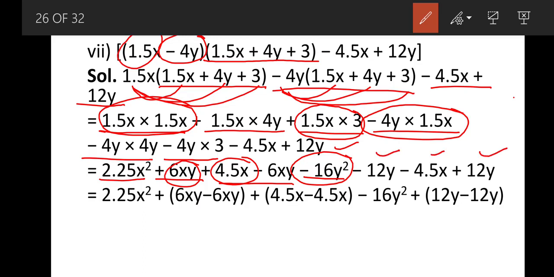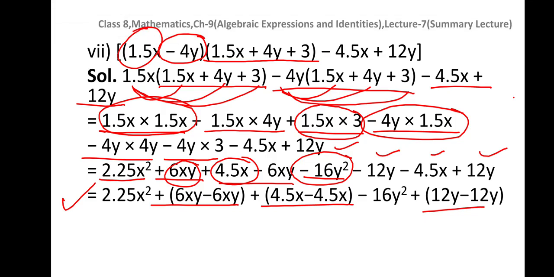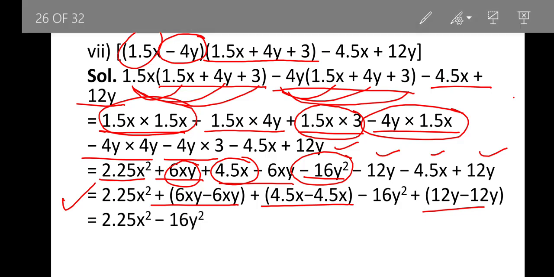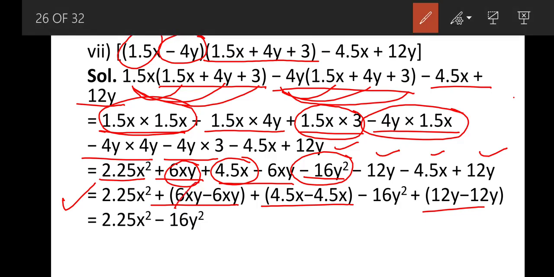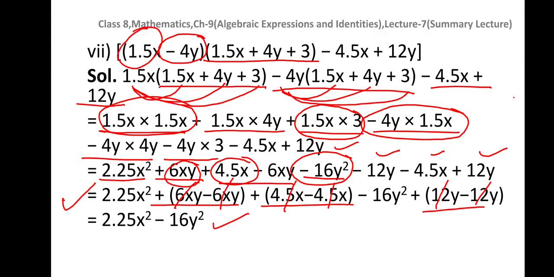Likewise, then you have arranged the like terms in this step. These two are like terms, these two are like terms, and these two are the like terms. Rest will remain as it is because there is no like term for other terms, so they will be written as it is. Now you will find that they are of opposite signs, so they will get cancelled out. These two are of opposite sign, these two get cancelled out, and these two are of opposite sign, so they will also get cancelled out, and your answer will be 2.25x square minus 16y square.